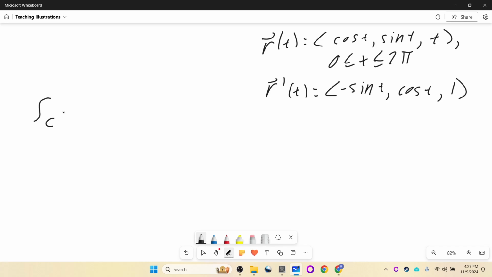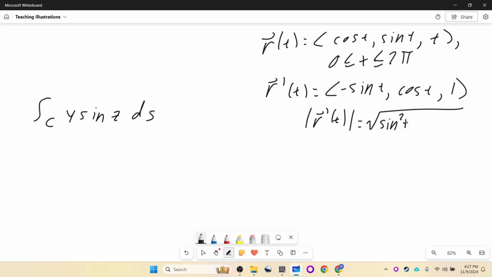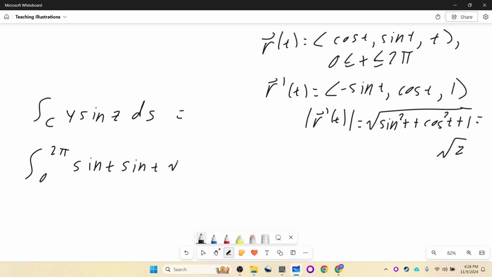So the integral along C of y sine of z ds. Okay, since it's ds, we do need to get the length of r prime. The length of r prime is the square root of sine squared t plus cosine squared t plus 1, which works out to square root of 2. So this becomes the integral from 0 to 2 pi of y, which is sine of t, times sine of z, z is t, so we get another sine of t, times root 2 dt.